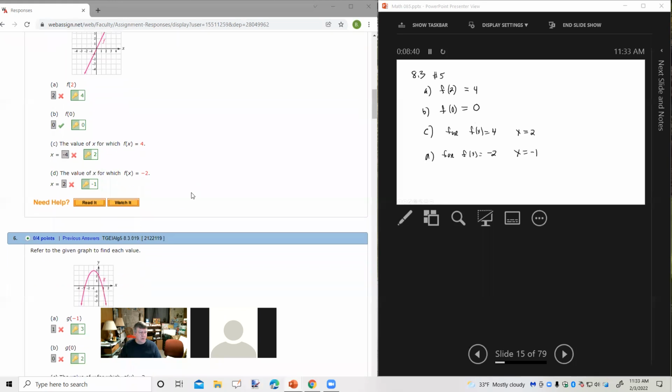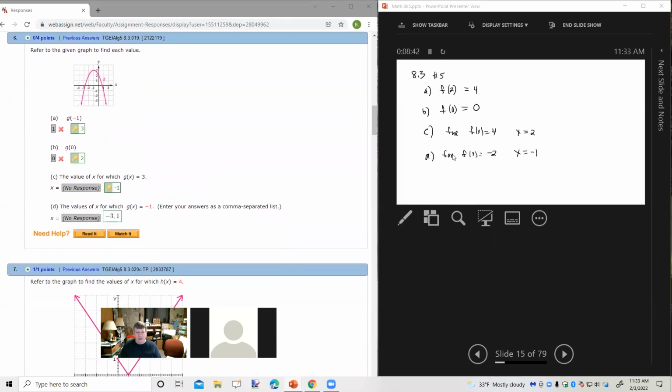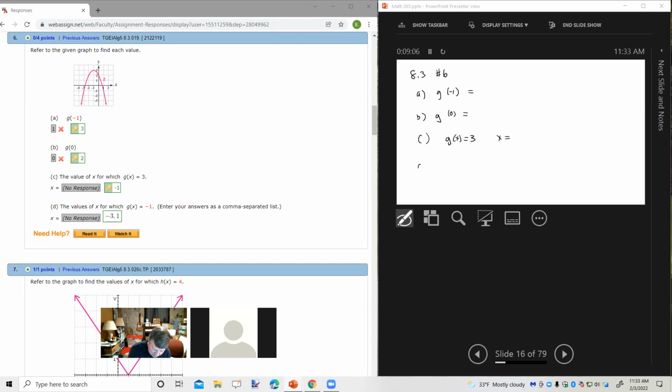All right, we've got one more. We're going to take a look at problem number 6, again from section 8.3. Part A says find g of -1. Part B says find g of 0. Part C, find the value of x for which g of x equals 3. And then part D, g of x equals -1 when x is what?